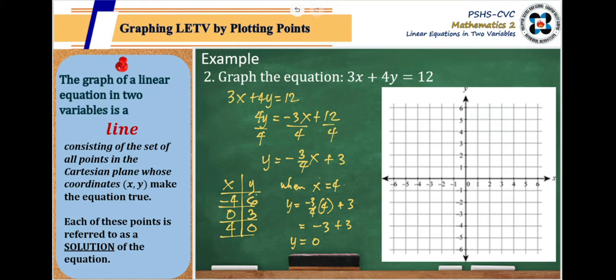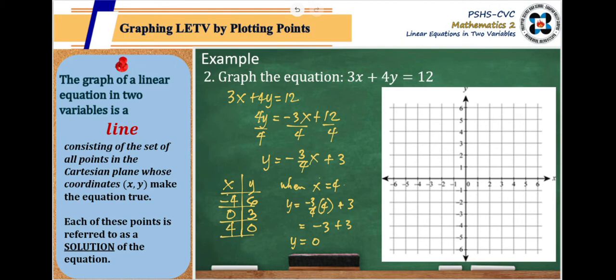These are the three generated points for the given line. So we were able to identify negative 4, 6 as one solution, 0, 3 as another one, and 4, 0 as another solution. So we have 3 points identified. It only takes 2 points to determine a line, but it would be good to plot a third point so we can be confident that our graph is accurate.